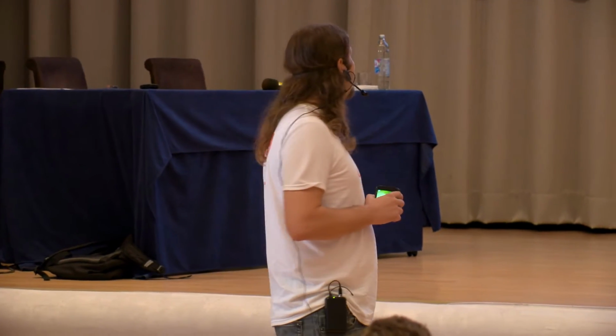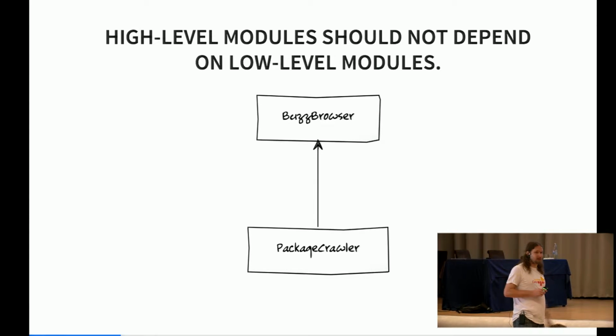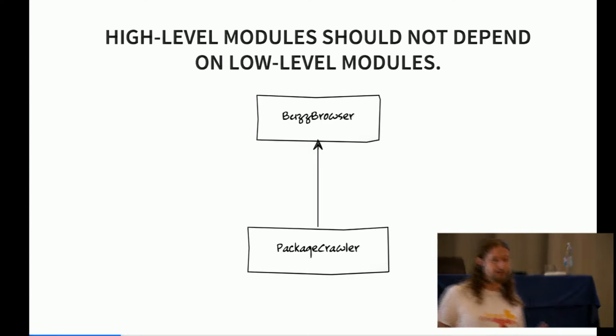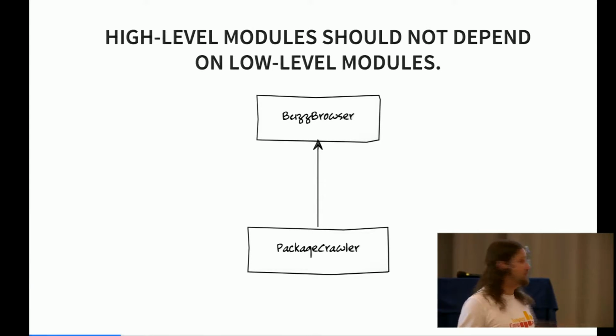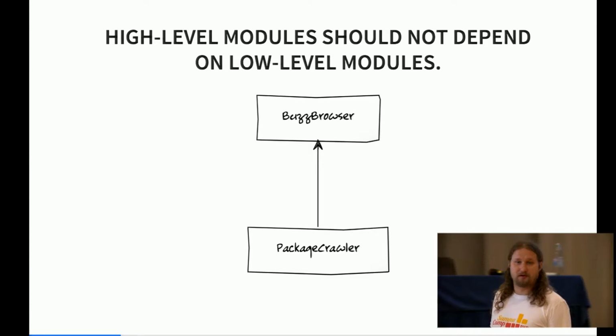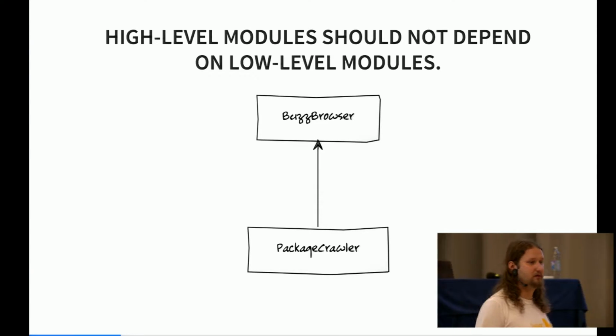So the principle says that high-level modules shouldn't depend on low-level modules. And in this case, our package crawler depends on the browser. So a high-level module depends on a low-level module. It's something like this, right? The dependency goes from package crawler to Buzz browser. So if there's something wrong with the browser, or if we want to replace it, we need to modify the crawler. If you have more than one crawler, obviously you have lots of code to modify. So this is quite tight coupling.